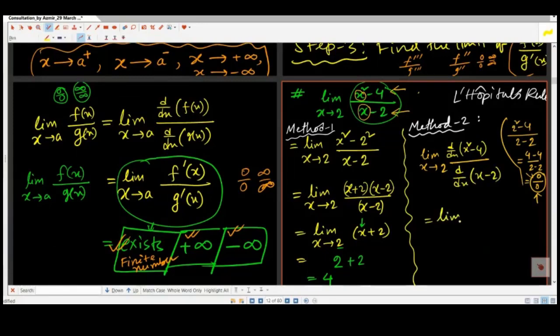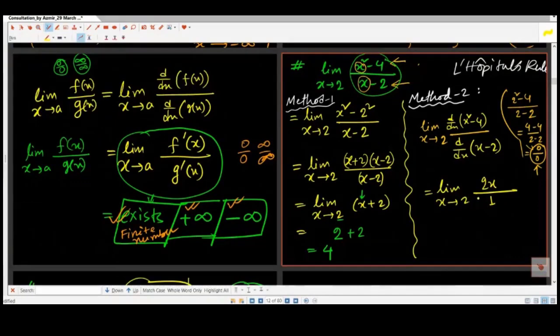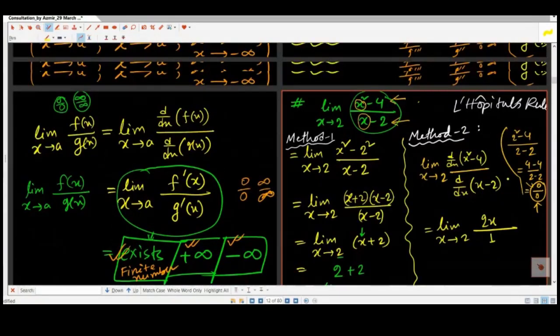So limit x tends to 2, differentiation of x squared is 2x, differentiation of negative 4 is 0, so no need to write 0 here. In denominator we have differentiation of x, that is 1, differentiation of negative 2 is 0. So we can see that we have f prime of x, g prime of x, that is step 2.